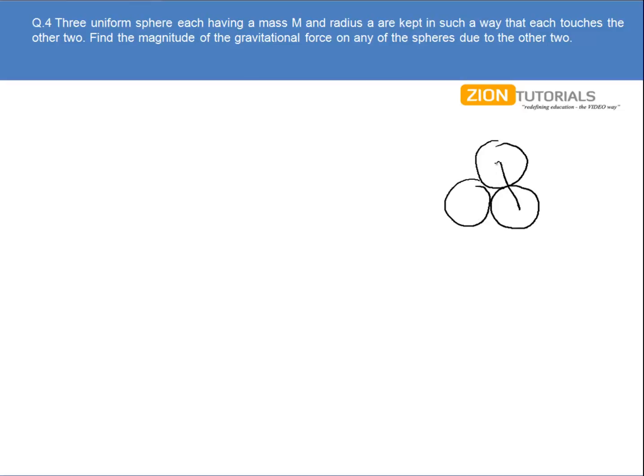So the distance between their centers will be 2a, and this will be an equilateral triangle, that is OAB. So OAB will be an equilateral triangle. Now what we have to do is we have to calculate the force on each of the spheres. Let's say I'll calculate the force on sphere 1 due to 2 and 3.